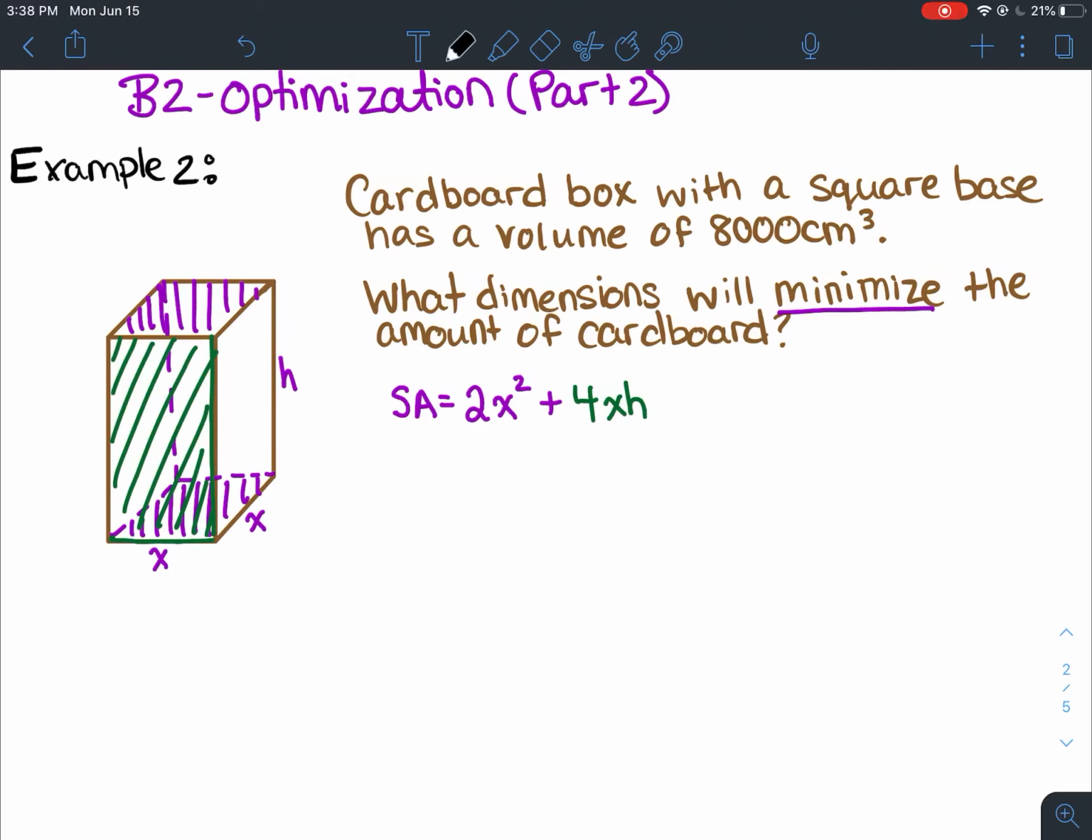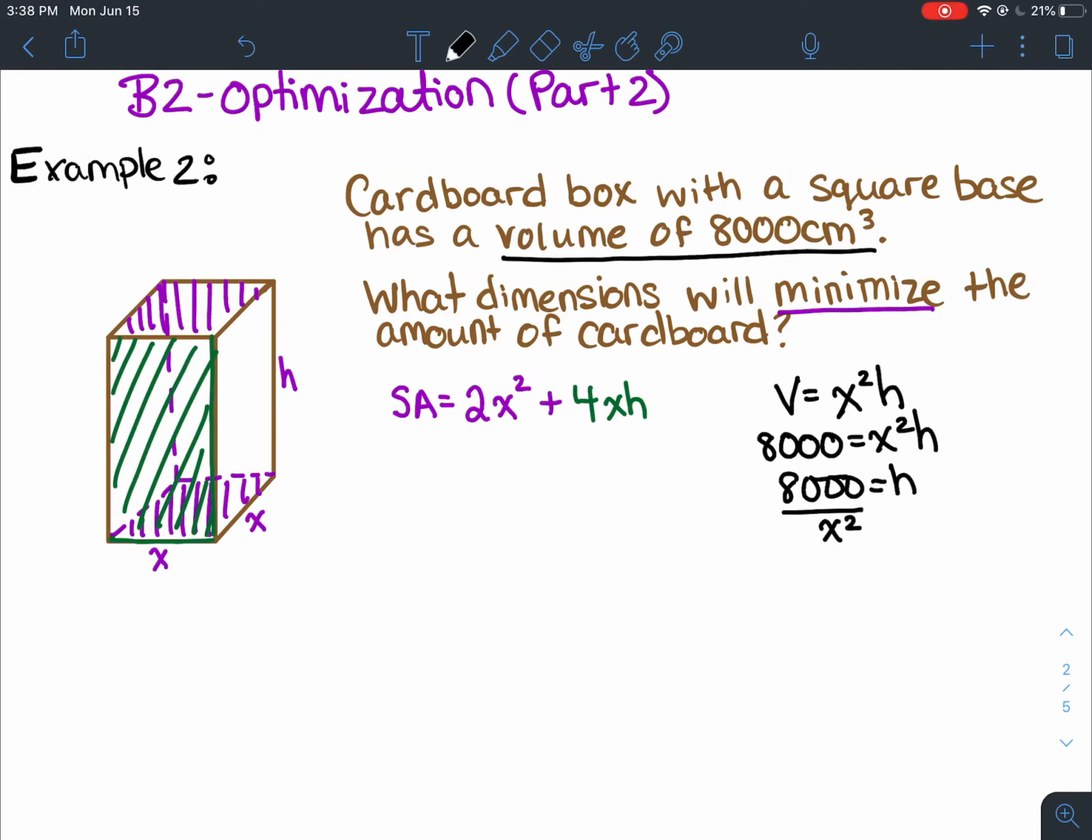But yet again, we've got more than one variable. We have x and h. So we don't want that. But we do know the volume of the box is 8,000. So that's got to fit in somewhere. The volume of a rectangular prism is length times width times height, which will be x squared times height, because length and width are the same. And we know the volume is 8,000, so 8,000 equals x squared times h. So if we isolate h, we have 8,000 divided by x squared. Okay, so we use the volume formula to isolate h, and now we can sub h in there.